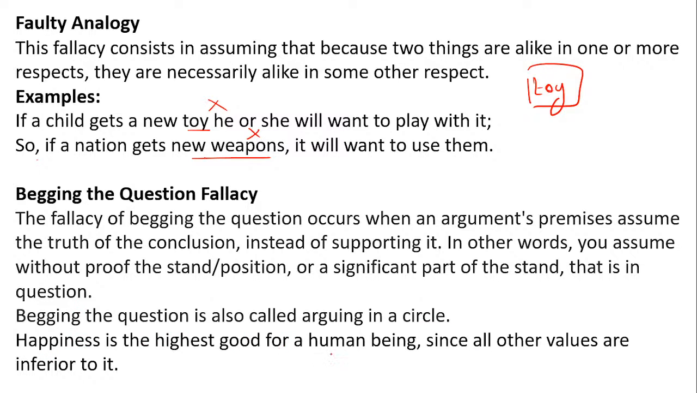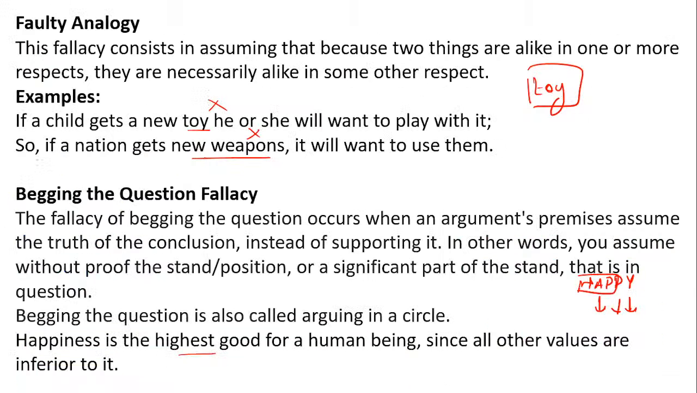Happiness is the highest good for a human being since all other values are inferior to it. Okay. So if you are saying that happiness is the highest good, then definitely all other things are inferior to it. Like you are saying happiness is highest, then everything is below it, right? Everything is inferior to it. So saying since all other values are inferior to it is a fallacy. Okay, this is called the begging the question fallacy.